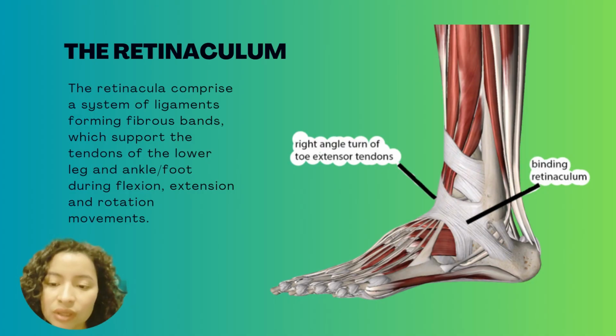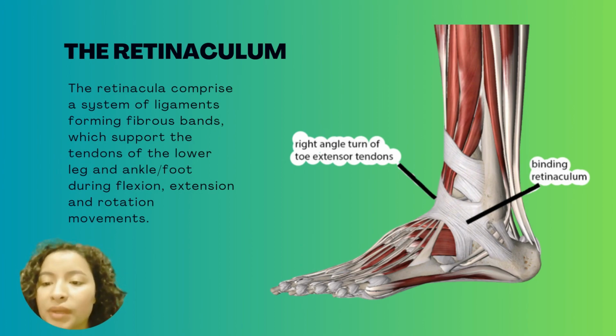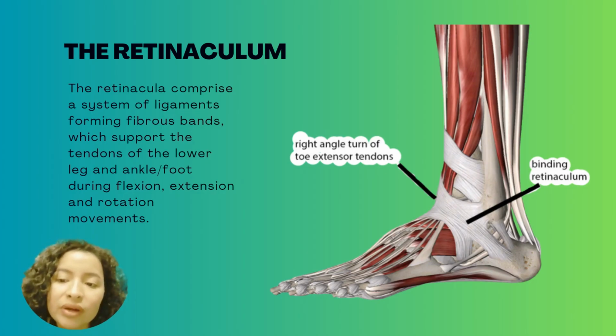Inferior extensor retinaculum is the lower band of ligament attaching from one malleolus to the other, finally attaching to the dorsal foot. Superior peroneal retinaculum and inferior peroneal retinaculum are located over the tendons of the peroneal muscles. The superior holds the tendons in position below the lateral malleolus, and the inferior holds them to the lateral side of the calcaneus.